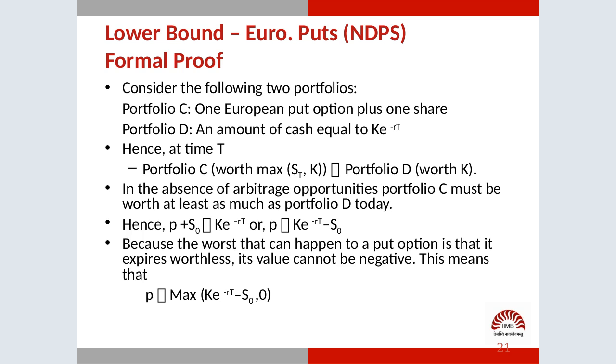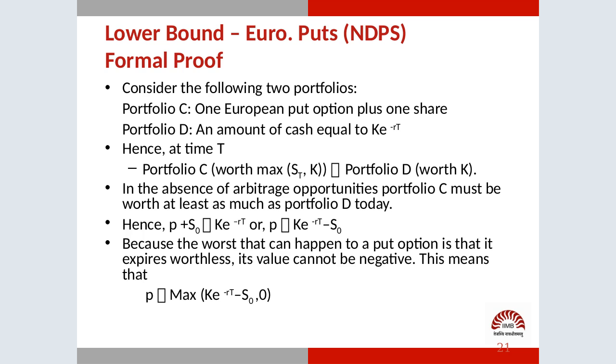On portfolio D, I started off with an amount of cash equal to K to the power of minus RT. Therefore, on maturity, how much will it be? K. So now my portfolio C is either ST or K, whichever is higher. Portfolio D is only K. Therefore, C will be greater than or equal to D. This is in the future, discounting to today, so it has to be the same. So P plus S naught has to be greater than or equal to K to the power of minus RT. Reorganize, you get P is greater than K to the power of minus RT minus S naught.